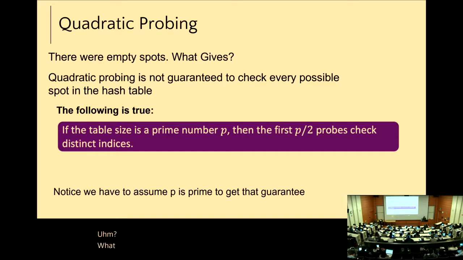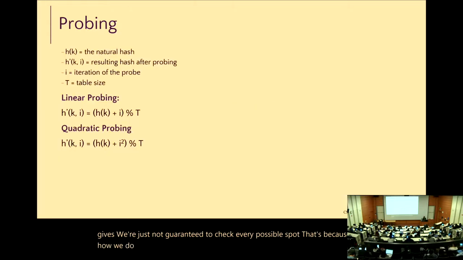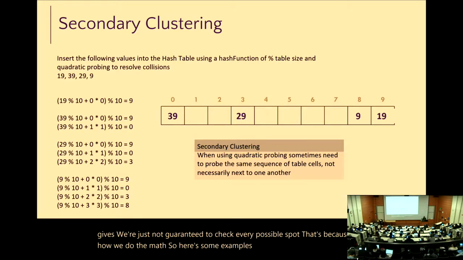Why does it cause this infinite loop? There were still empty spots. What gives? We're just not guaranteed to check every possible spot. That's because of how we do the math. So here's some examples of it. You can look at here.